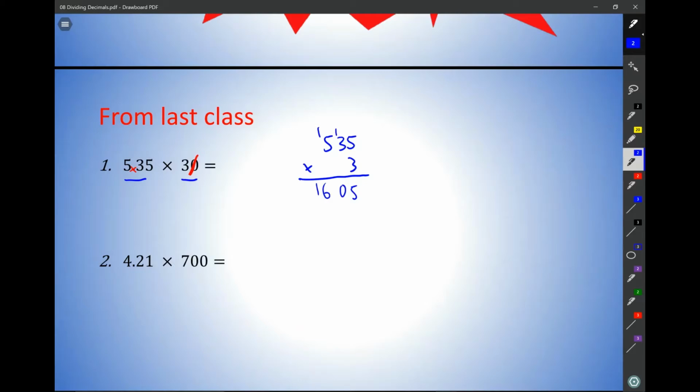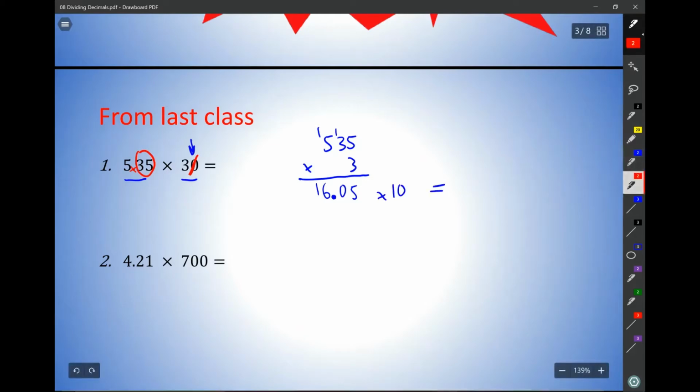So now, because there were 2 decimal places in the question, there need to be 2 decimal places in the answer. And now we need to bring our 0 back by timesing this by 10. And remember, because we have 1 0 here, we do 1 hop with our decimal. And the answer becomes 160.5.